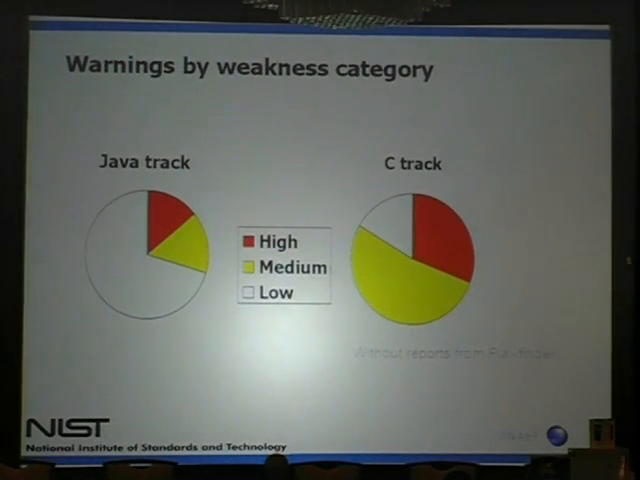So this is a division of warnings by weakness category for the Java test cases and for the C test cases. And of course, in the case of the C test cases, we subtracted the Flawfinder reports. The reason is that we had certain difficulties in qualifying the weaknesses from this tool, in deciding which category we should put them in, so we decided to subtract them.